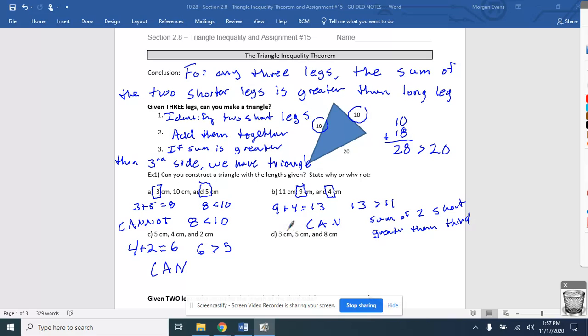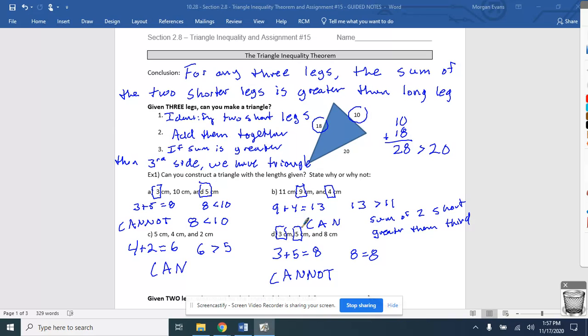Moving on to D. Here's our two shorts, 3 and 5. These are two shorter legs. 3 plus 5 is 8. Well, 8 does equal 8, but we need it to be greater than, not greater than or equal to. So we cannot make a triangle here. Cannot. If they are equal, if the sum of the two shorters is equal to the longer, we cannot make a triangle.